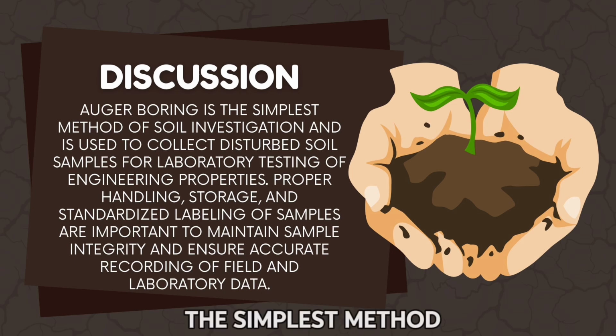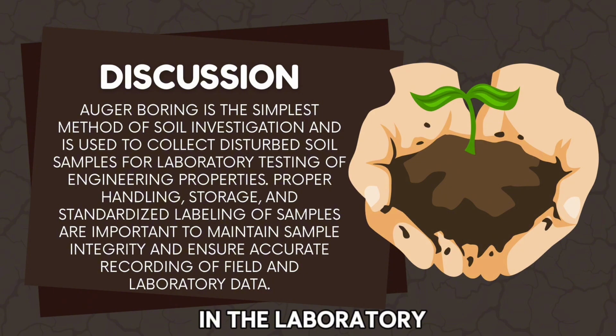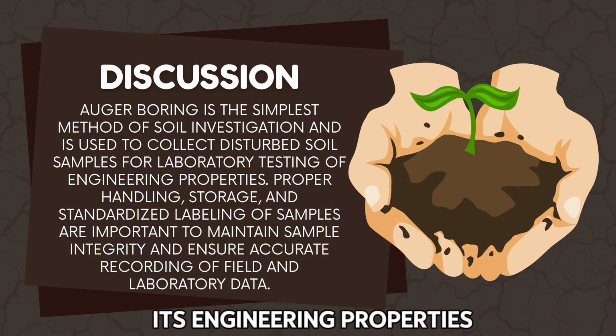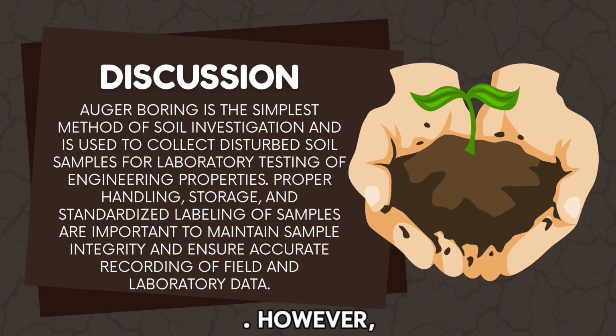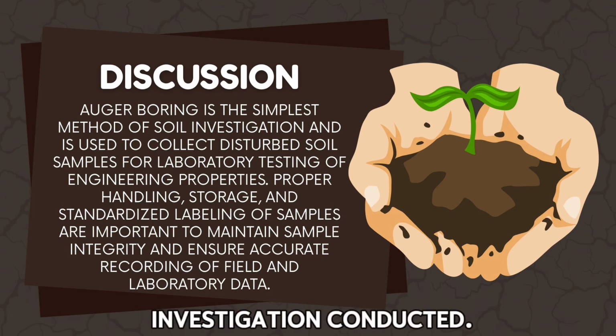Before that, the simplest method of soil investigation and sampling is through the use of auger borings. This method is applicable for retrieving disturbed soil samples that are to be tested in the laboratory to further determine its engineering properties. However, it is important to be reminded that improper handling and storage of the sample can compromise the integrity of the soil investigation conducted.